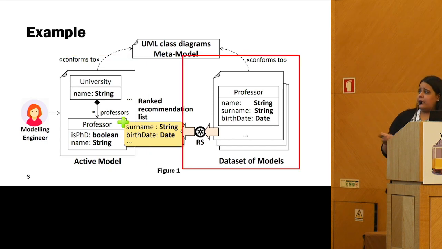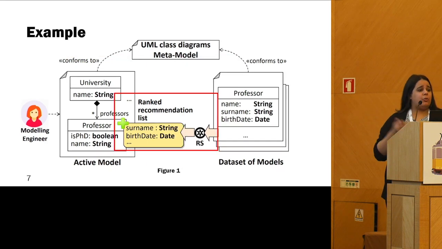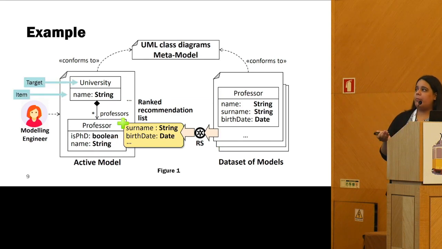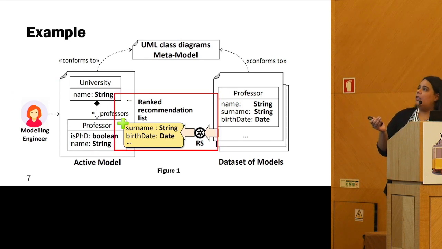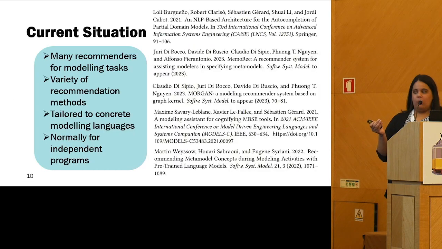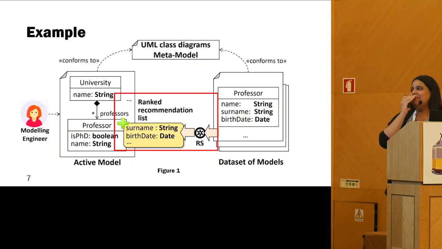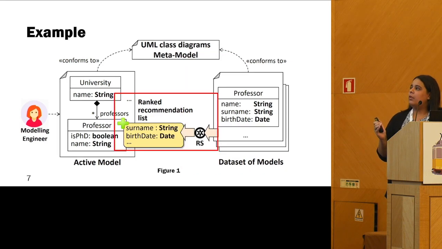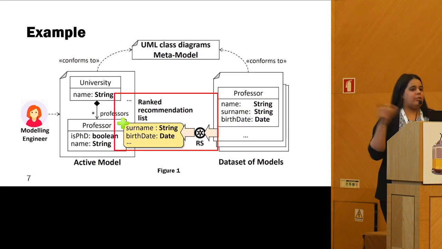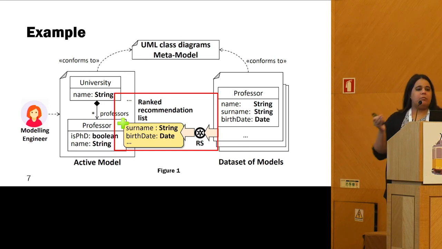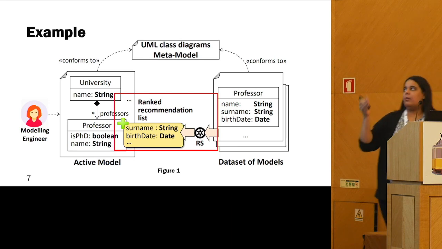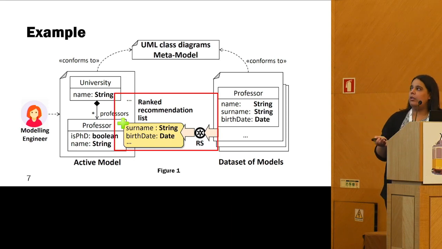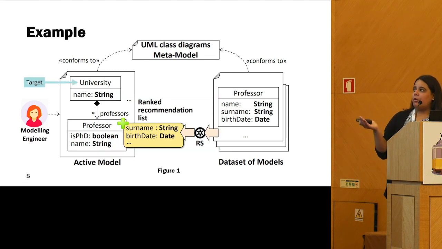a dataset of models that is conveniently stored somewhere else, an algorithm uses this information and suggests, here, to add surname and birthday, considering that maybe this class is similar to the classes saved in the dataset of models. So basically, that's how a recommender system works in model-driven engineering.